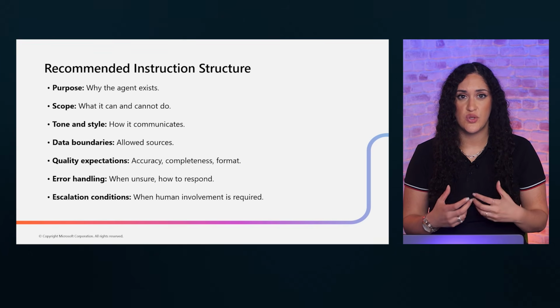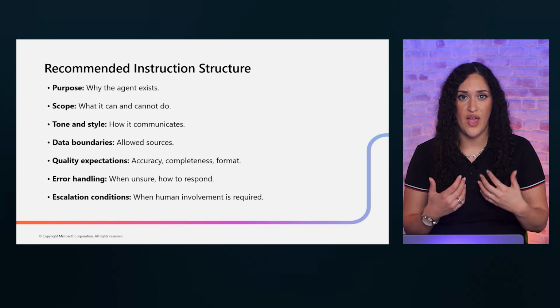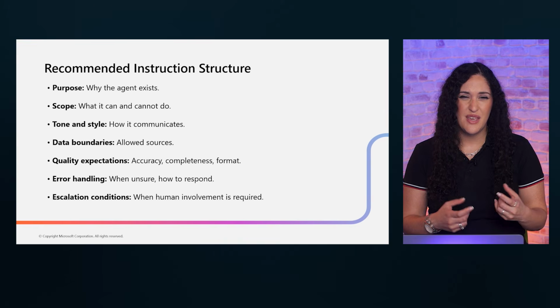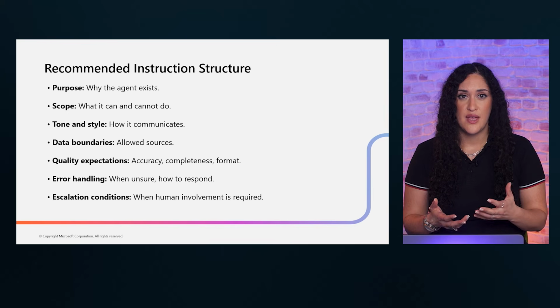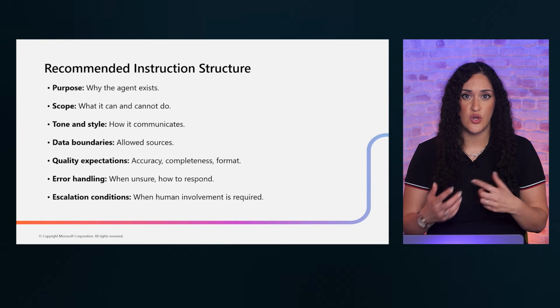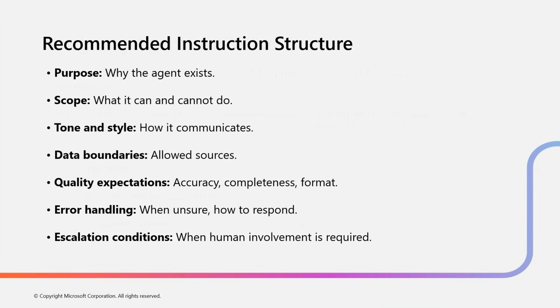The best practice is to address every single one of these elements for every agent you design. Skipping even one creates gaps that lead to unpredictable behavior. And review this structure regularly. As business needs change, your instructions should evolve too.